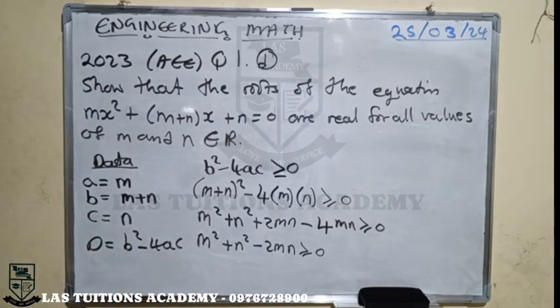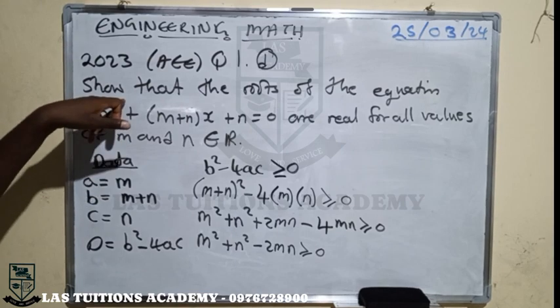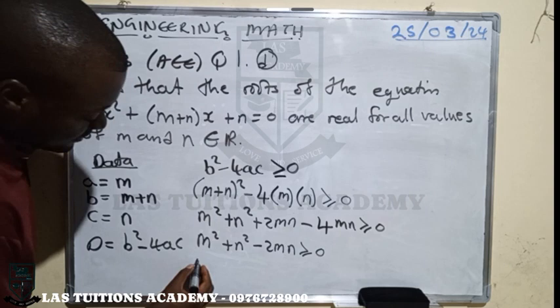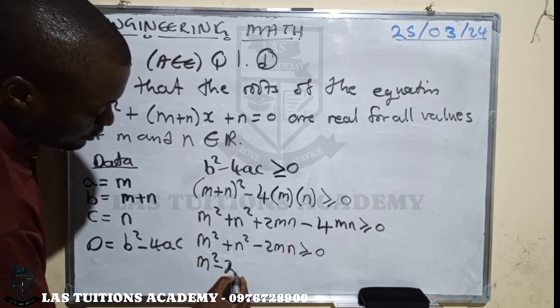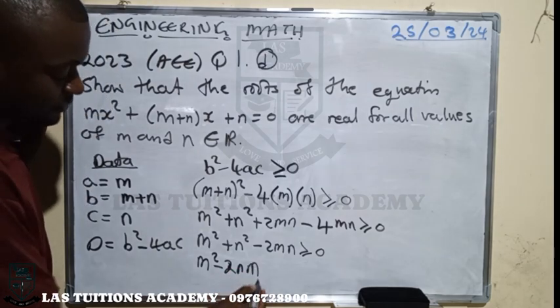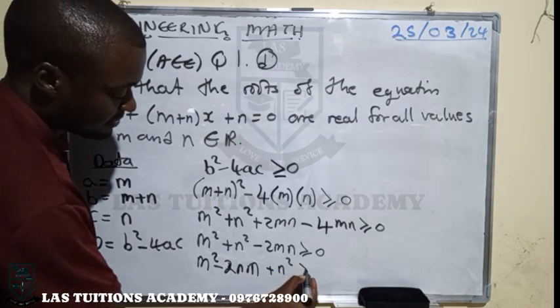Like we used m here, where we had x squared, x, then constant. Which variable are we going to use there as a variable of consideration? Maybe we can start with m. So we need to rearrange this to m squared minus 2nm, which is the same thing, then plus n squared is greater than or equal to 0.